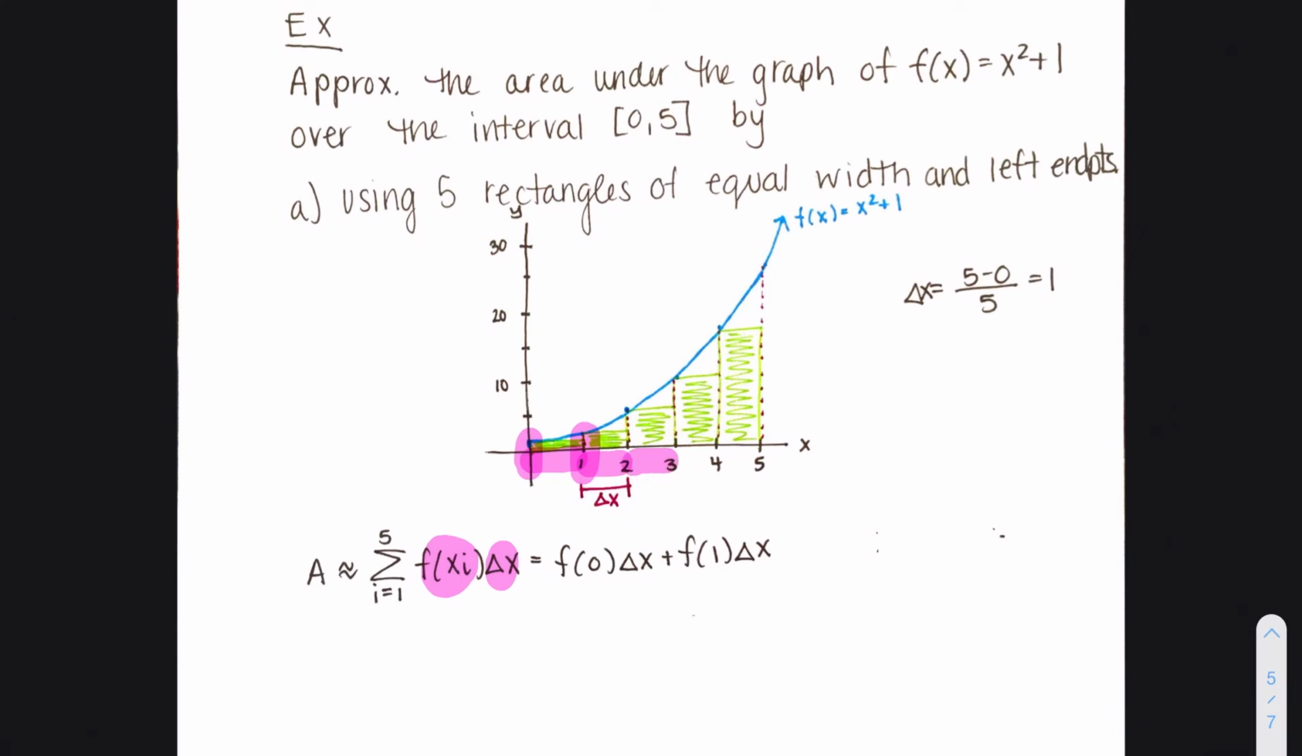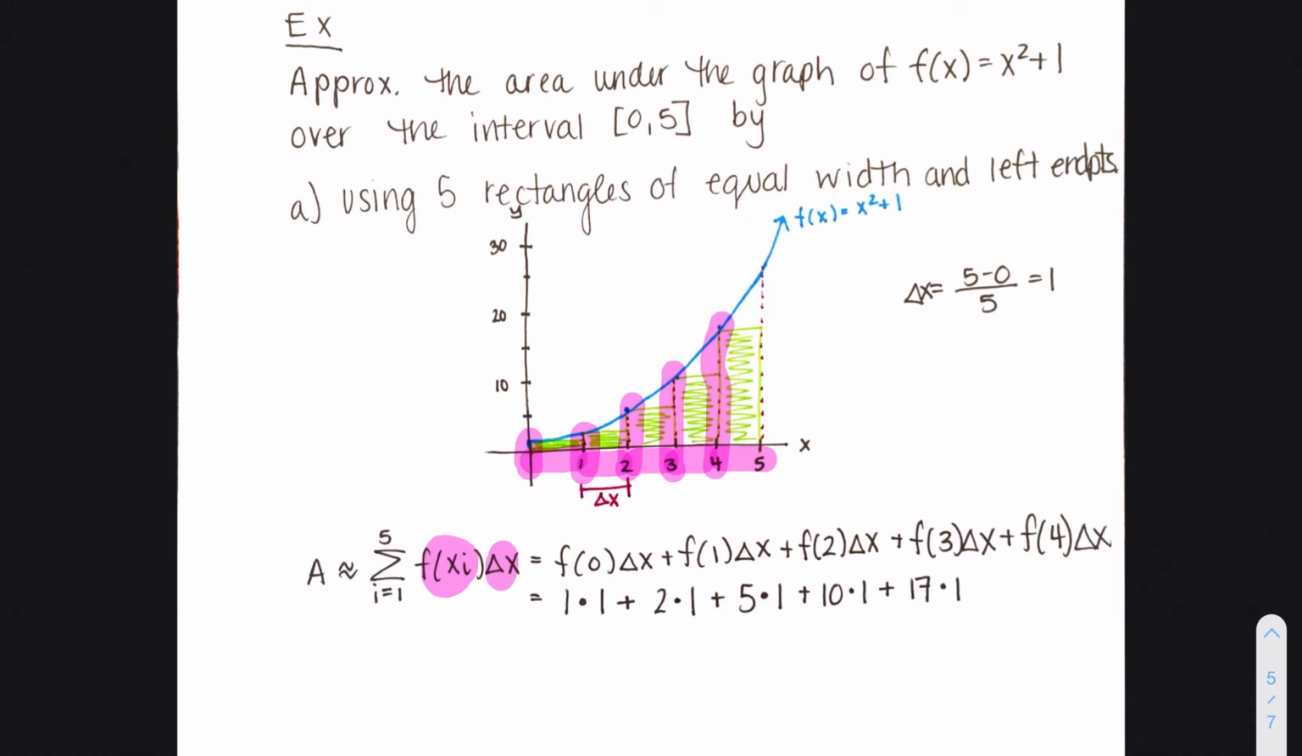On the third interval, the length is 1, the height is the function evaluated at 2. On the fourth, the length is delta x, or 1, and the height will be the function evaluated at 3. And then finally, the height on this last one will be the function evaluated at 4. So you're just going to plug in all these x values to the function to see what the height is.